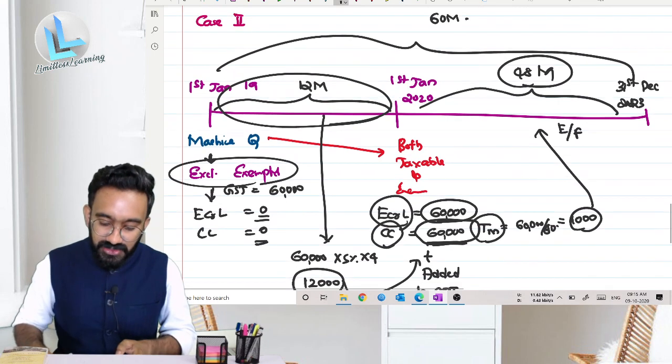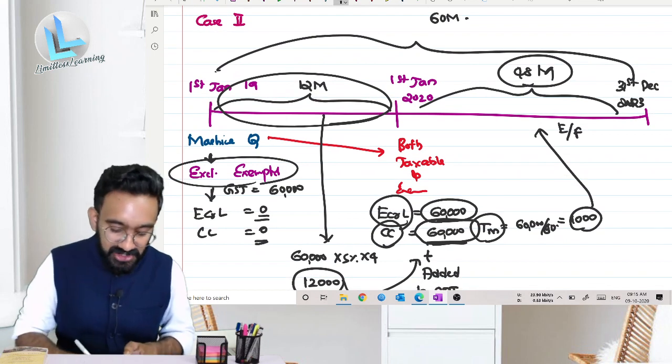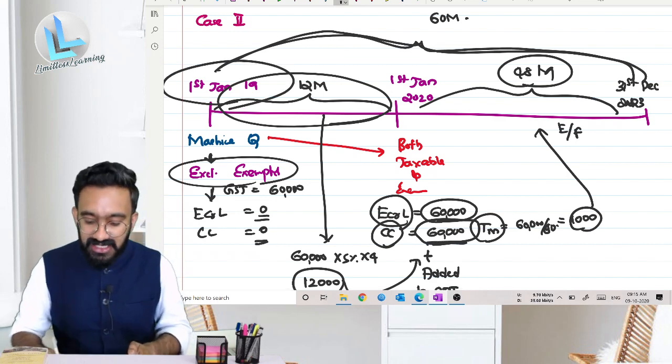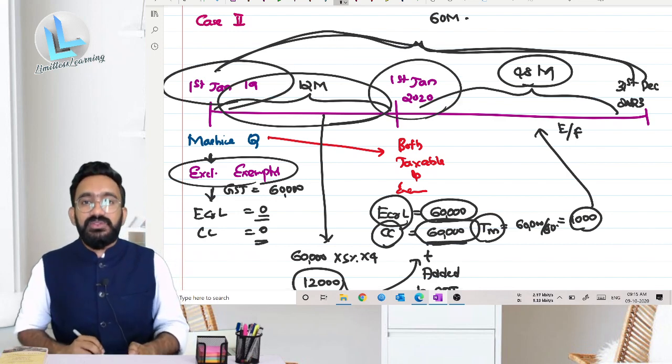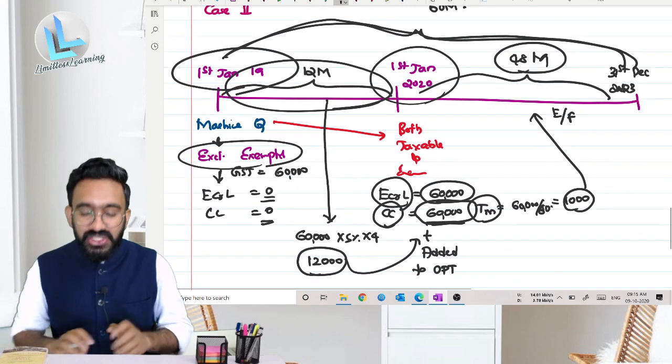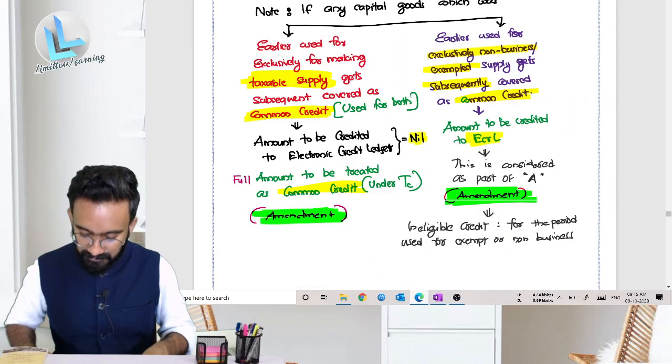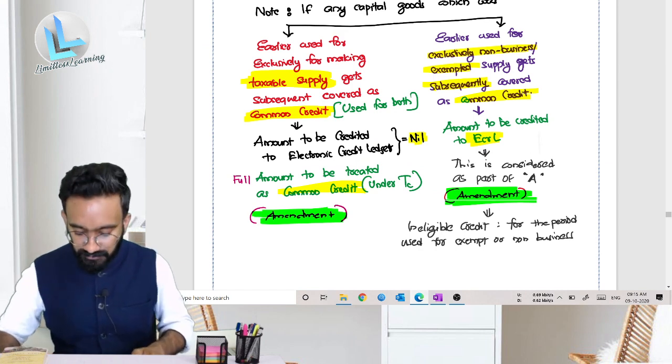So whenever you are treating to be 60 months, it should start from the date of invoices 1st January 2019, not from the date of conversion. To facilitate that, they have made a slight change in this particular provision. This is the amendment that we have in that case. I hope this is clear for all of you.